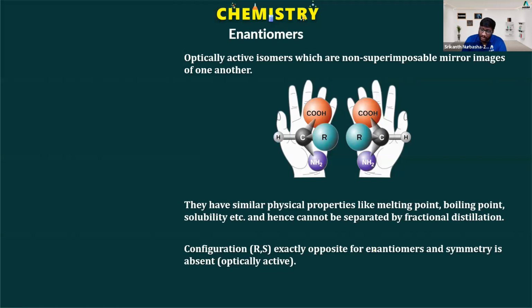Configuration RS is exactly opposite for enantiomers and symmetry is absent. If we have a plane of symmetry or center of symmetry, then because of the presence of a symmetry element, one part of the molecule will rotate by theta, and the other part rotates by the same angle theta in the opposite direction. So that will lead to optical inactivity. There is no plane of symmetry or center of symmetry in enantiomers.